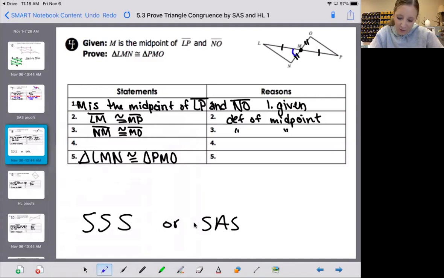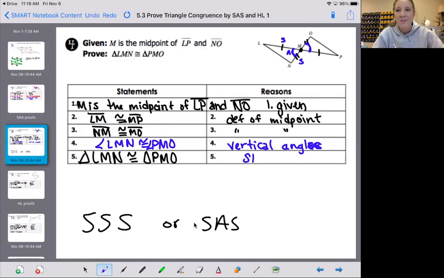This angle over here and this angle over here are going to be congruent. And the reason that those are congruent, do you know? It's because they're vertical angles. So the angle on the left side, angle LMN, is congruent to the one on the right side. I'm going to say angle PMO. And the reason that they're congruent is because they are vertical. And so we have a side, we have an angle, and we have a side. And so again, that's side angle side.